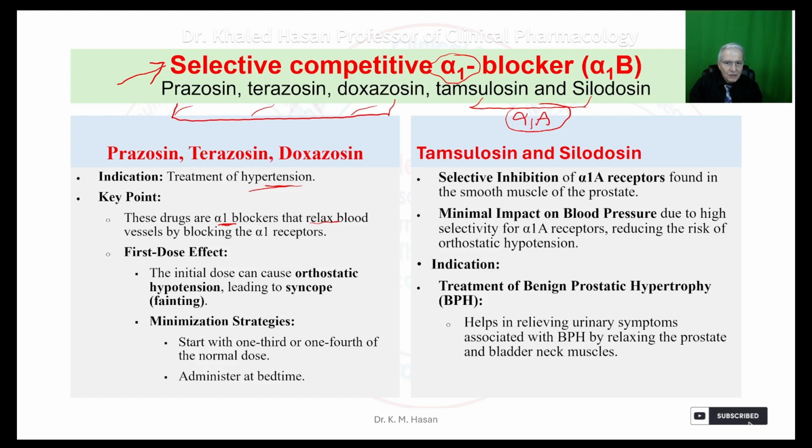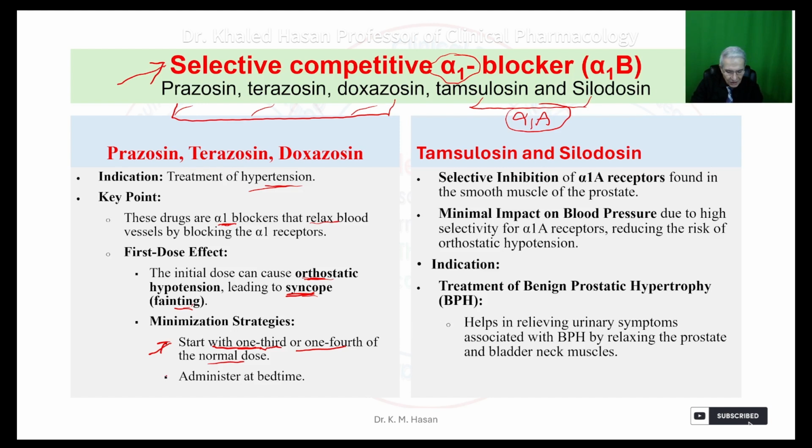If you prescribe these medications to your patient, the patient may suffer from syncope or fainting due to hypotension. So the initial dose may cause hypotension, what we call orthostatic hypotension, and this will lead to syncope and fainting. To minimize this, we ask the patient to take one third of the dose. Start with a lower dose, one third, then one half, and then the normal dose. So start with a small dose, then escalate the dose.